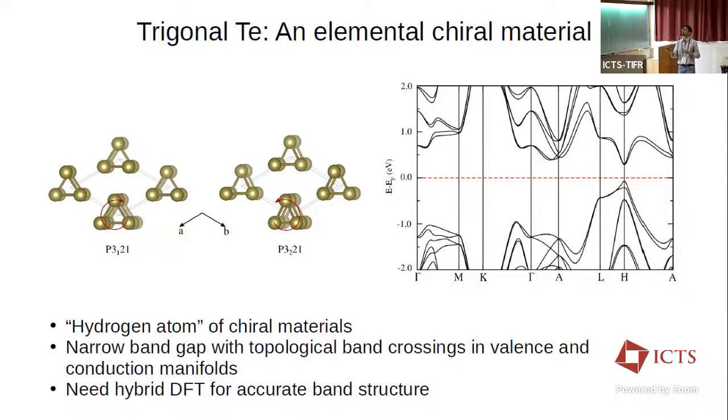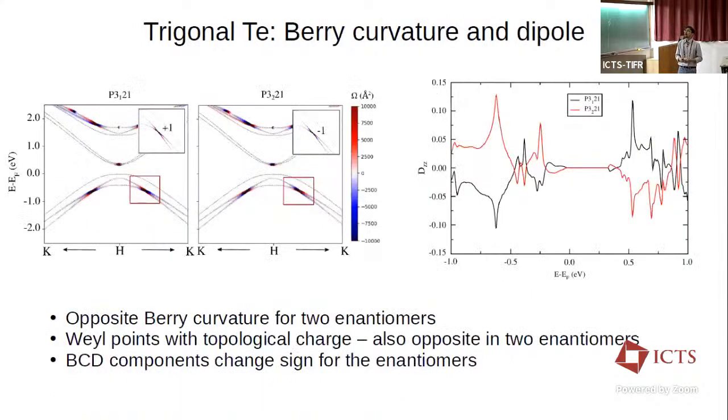One little problem here is that if you use standard LDA or GGA, then you get a very small gap for tellurium, which is not consistent with experiments. So you have to use what is called hybrid DFT, as Shobhana mentioned in her tutorial on Monday. You can do that, and then you get a little bit more accurate band structure. But our results are agnostic to whether the gaps are large or small. And then you can go ahead and do a similar exercise.